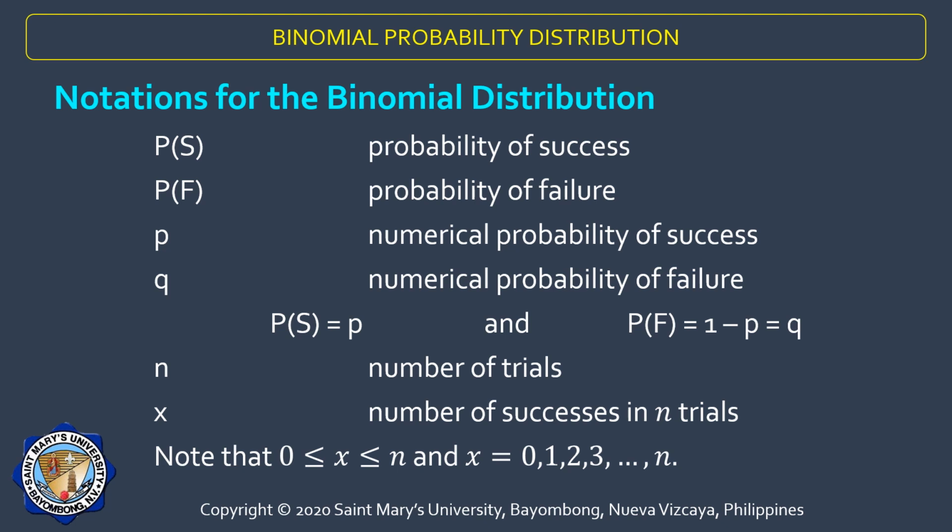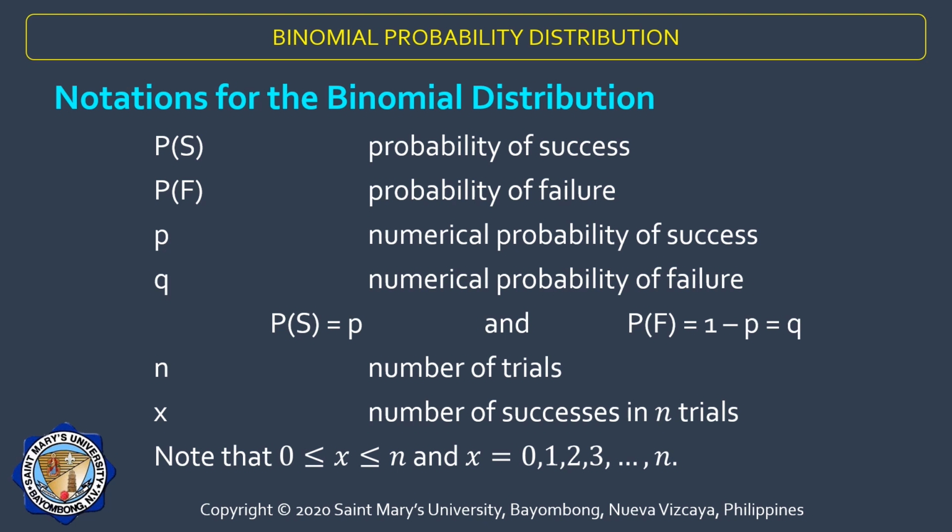n is the number of trials, and x is the number of successes in n trials. Note that x must be greater than or equal to 0, but less than or equal to n. And x are integers 0, 1, 2, 3 up to n.